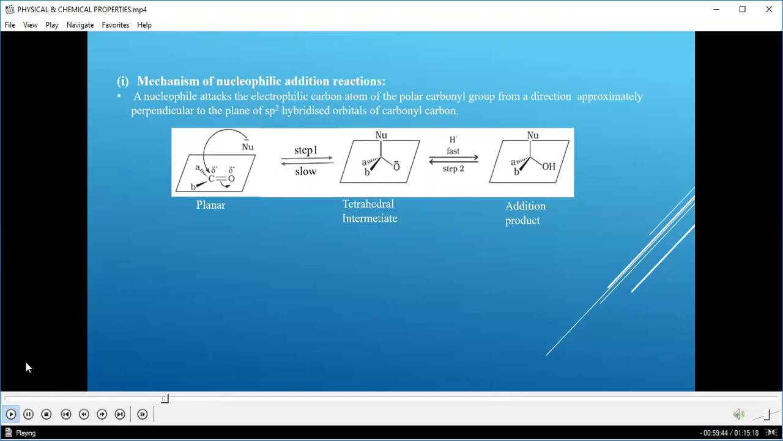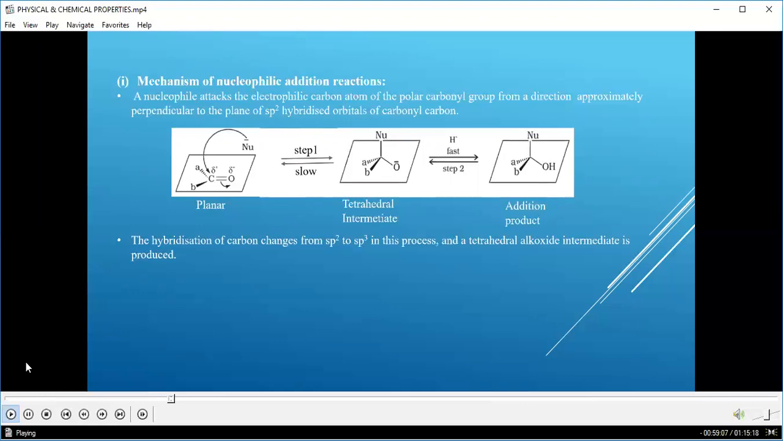Carbon is double bonded with oxygen, so carbon possesses sp2 hybridization. This is the slow step, where the nucleophile gets attached to the carbon atom, forming a tetrahedral intermediate. Next, the addition of hydrogen to the oxygen atom is a fast step, and we finally get an addition product. Now you can see we don't have the carbonyl double bond in our final product, so it is known as a nucleophilic addition reaction.